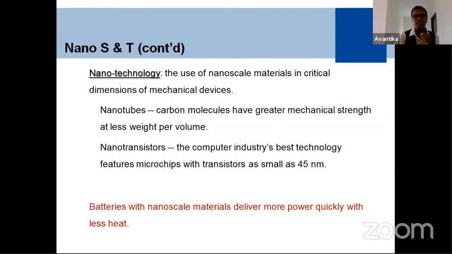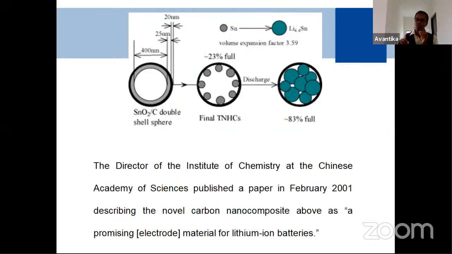In 2001, from China, they already published this kind of paper related to the nano range. For example, tin oxide, they already prepared and used as cathode material, and they proved it for lithium-ion batteries. So this is one of the pieces of evidence. They already started in 2001 itself.